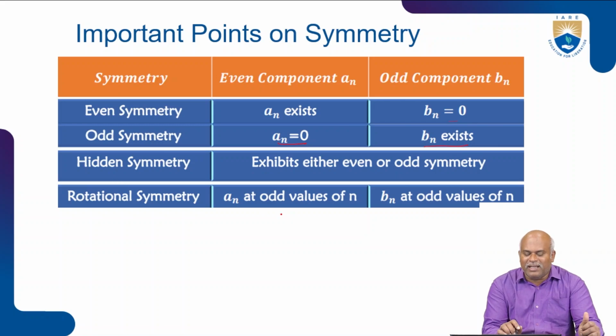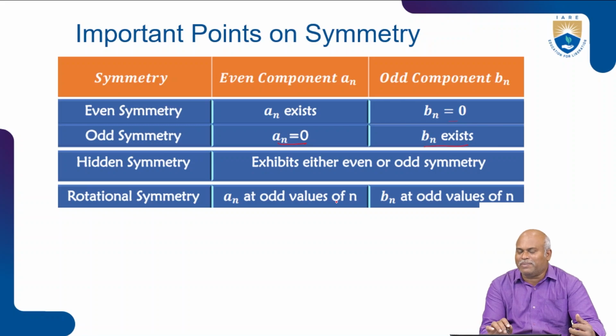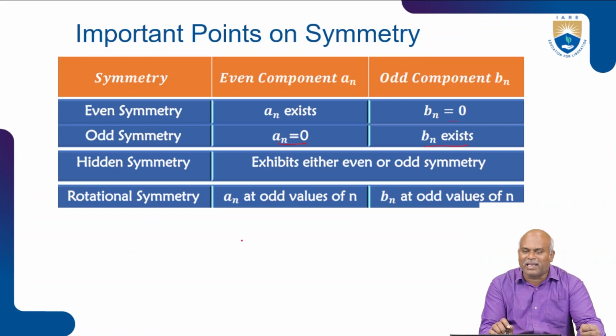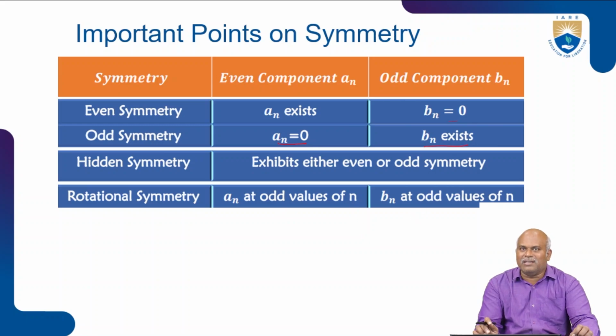Next, half-wave symmetry. It exhibits either even or odd symmetry. It may be present for an odd signal or for an even signal. Both are possible, but only one of them is going to be present. Next, rotational symmetry condition: A of n at odd values of n in the even component condition, and B of n at odd values of n in the odd component condition. These are the important points of the symmetry conditions in the Fourier series.